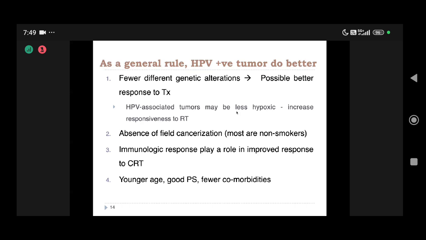As I said, as a general rule, HPV positive tumors do better. There are multiple reasons behind it. There are fewer genetic alterations in these patients, so there is homogeneity of the cells in HPV-associated malignancies, whereas there is heterogeneity in the cellular lineage in non-HPV-related malignancies. These tumors are also less hypoxic, so they are more responsive to radiotherapy. There is absence of field cancerization because there is no exposure to tobacco and alcohol in these patients. There is a greater immunogenic response in these patients, so they respond better to chemoradiation. And because these patients present at a younger age with good PS and fewer comorbidities, their tolerance to any treatment is also a little better.